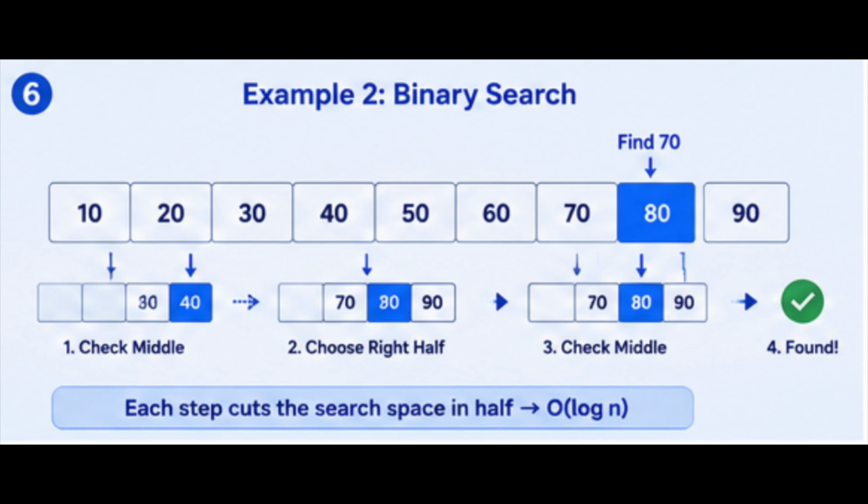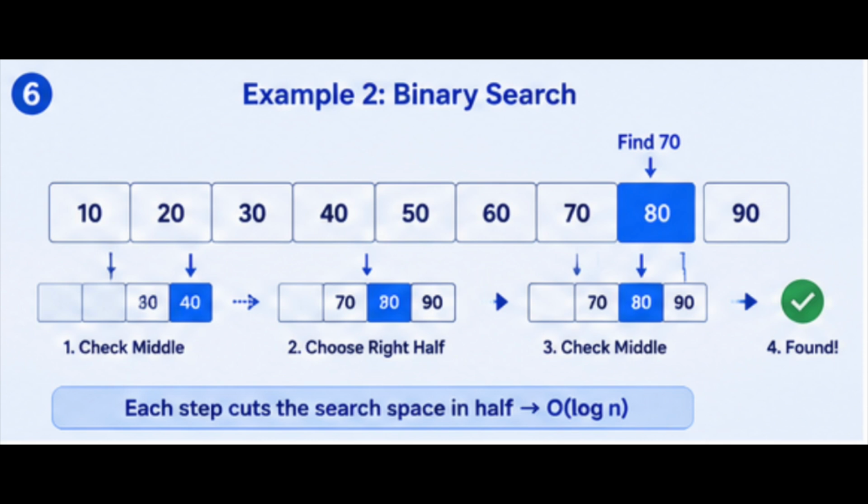Suppose we want to find the number 70 in this sorted array. Our first step is to look at the middle element. The middle is 50. Now we ask a simple question. Is 70 equal to 50? No. Then we ask another question. Is 70 greater than 50? Yes. That means something very important. Since the array is sorted, every number to the left of 50 is smaller than 50. So there is absolutely no point searching there. We can safely ignore the entire left half.